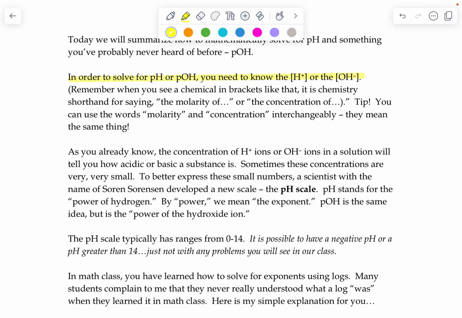And so there was a scientist named Soren Sorensen, I know, that came up with a new pH scale. And the P in pH stands for power. So he said, wouldn't it be convenient to express those really small concentrations in scientific notation? It would be a little bit easier on our eyes. pOH, same idea. It's just the power of your hydroxide ion instead of the power of your hydrogen ion.